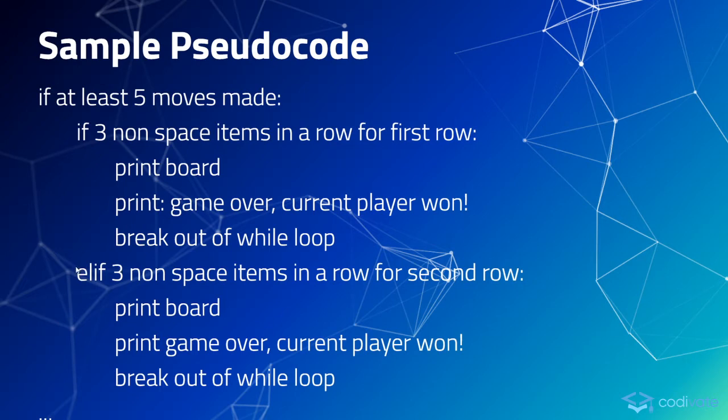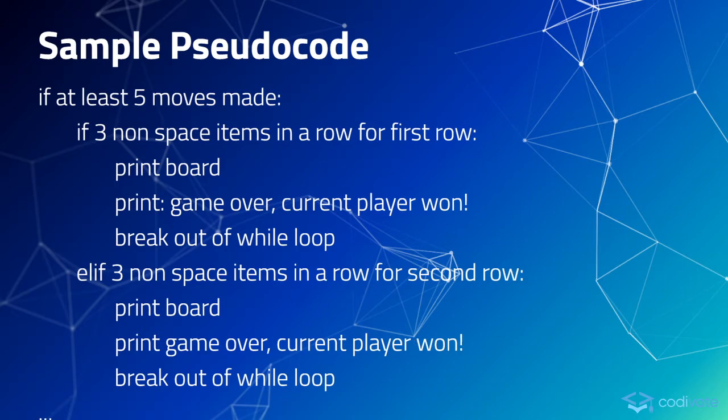Now we have to use our elif. Once again, you don't necessarily have to use the word elif in your pseudocode. This is just a plan after all. Now you'd have to check 3 non-space items in a row for the second row. So this basically means if we have 3 in a row for the second row. If that's the case, once again, we print the board, print game is over, and print that the current player won, and finally, we'd break out of the while loop because somebody won.